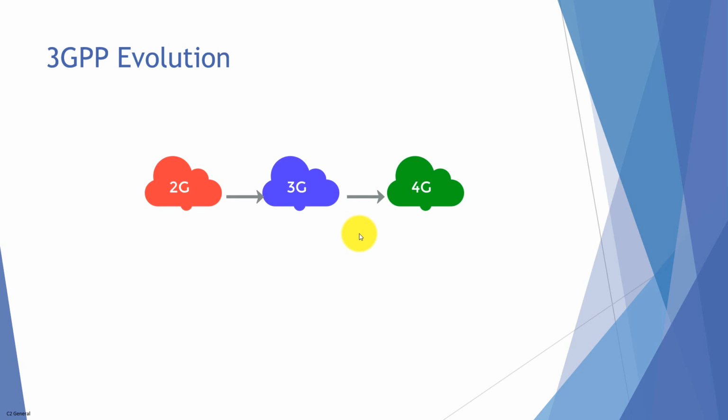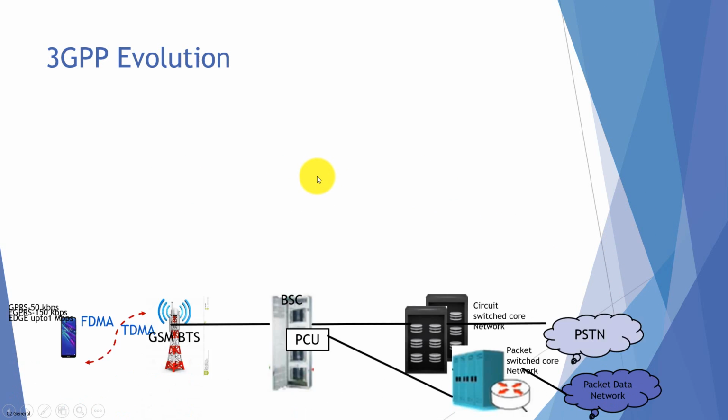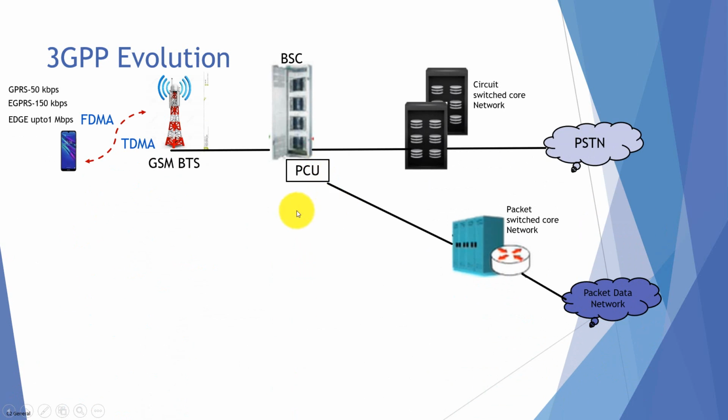We will state the difference in the core and access parts in 2G, 3G and 4G networks. We will talk about the air interface in each of them. Mainly, we will state all the differences between each network and the other. Let's first start with the 2G networks.